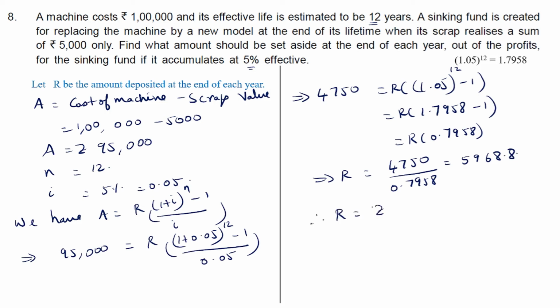Therefore, R is equal to rupees 5968.8. So the amount deposited at the end of each year should be rupees 5968.8. Again, writing what is given and the formula carries 1.5 marks. Remaining steps and the final answer carries 1.5 marks.